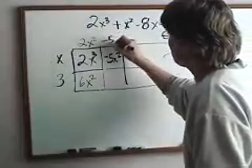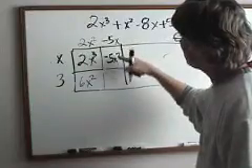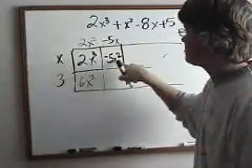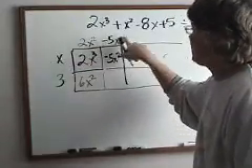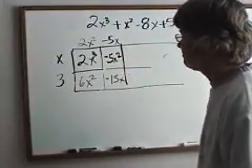So now, what times x would give me negative 5x squared? Well, negative 5 would take part of it, and then x times x would give me x squared. So negative 5x times x gives me negative 5x squared. Negative 5x times 3 gives me negative 15x.